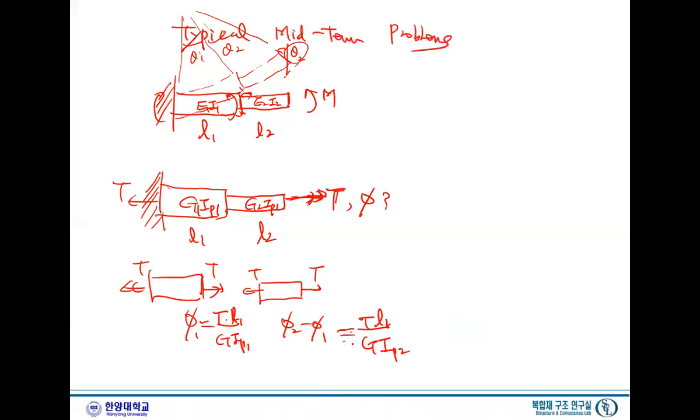Okay? So you can practice solving this kind of problem. Well, you can easily expand to one shaft, two shafts, and three shafts. And even for the beam, the same thing. You can have 1 beam, 2 beams, and 3 beams.